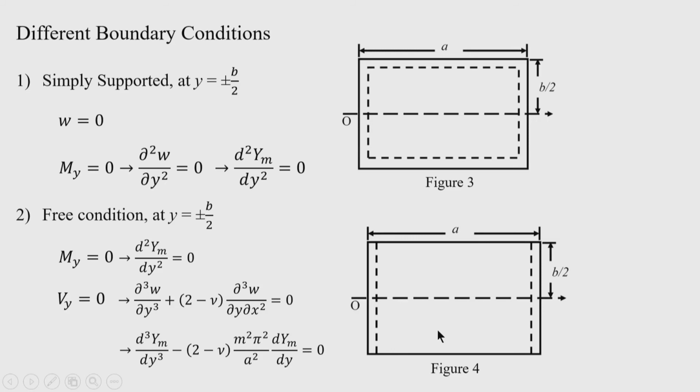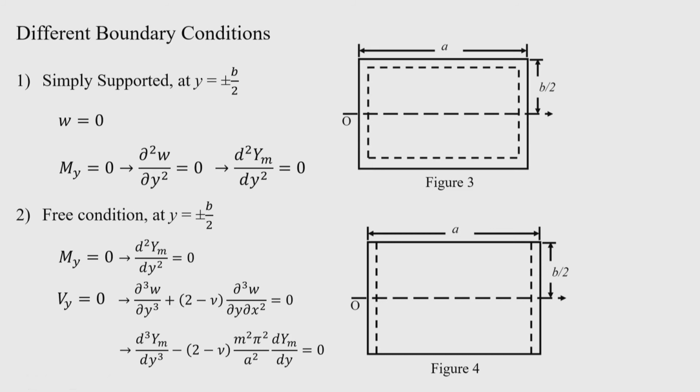Okay. Now, different boundary conditions for this condition, say two edges are simply supported. So, if I take the x axis here running through the middle of the vertical edges, then at y is equal to plus minus b, suppose this is the positive direction of the y axis. So, it is y is equal to plus b by 2, and here it will be y is equal to minus b by 2.